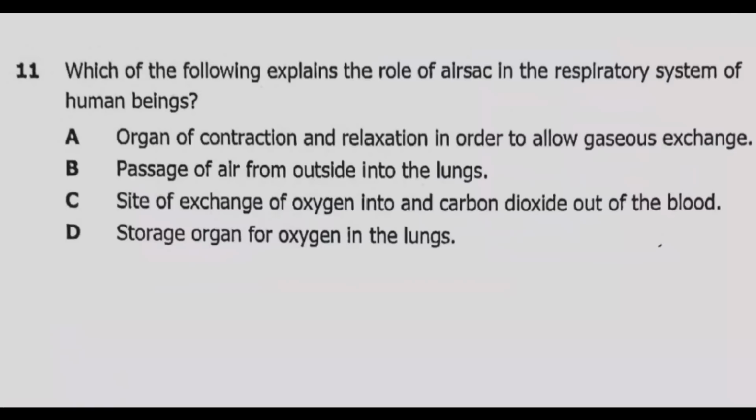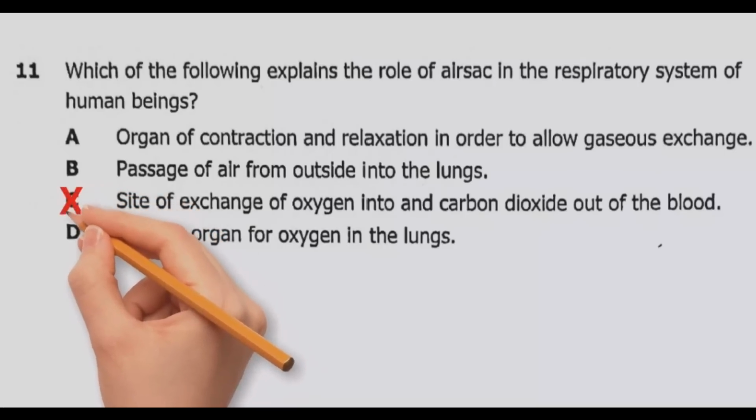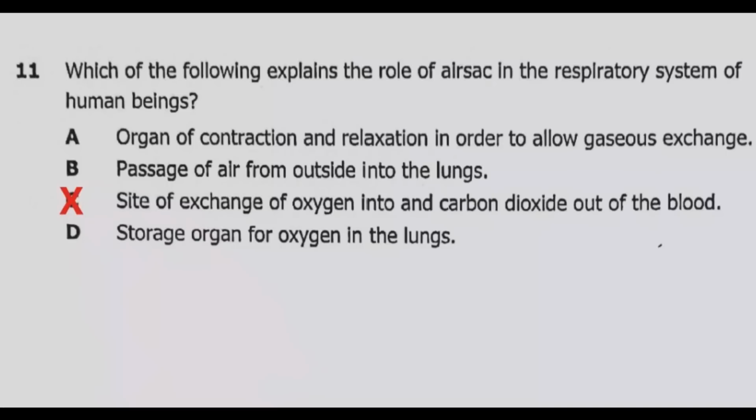Question 11 is, which of the following explains the role of the air sac in the respiratory system of human beings? A, organ of contraction and relaxation in order to allow gaseous exchange? No. B, passage of air from outside into the lungs? No. C, site of exchange of oxygen into and carbon dioxide out of the blood? Yes, that one is correct. D, storage organ for oxygen in the lungs? No. So the correct answer is C.